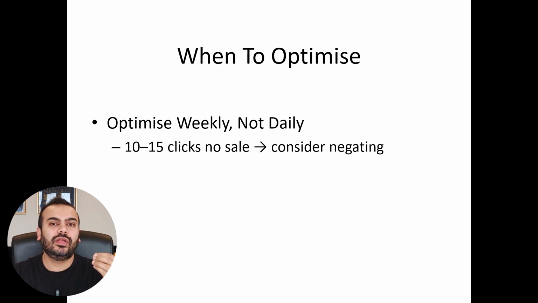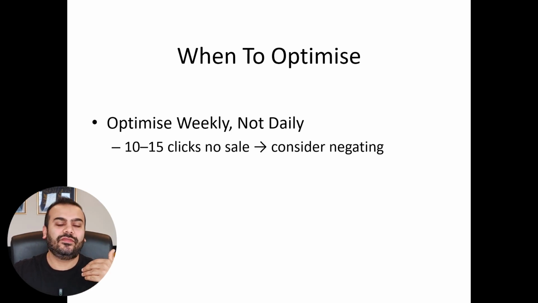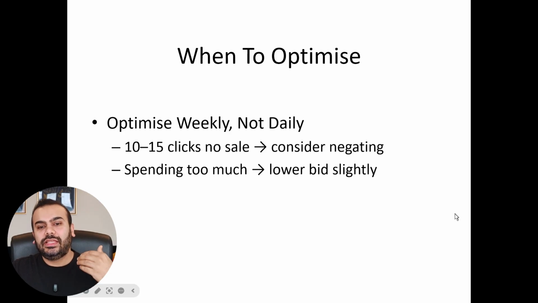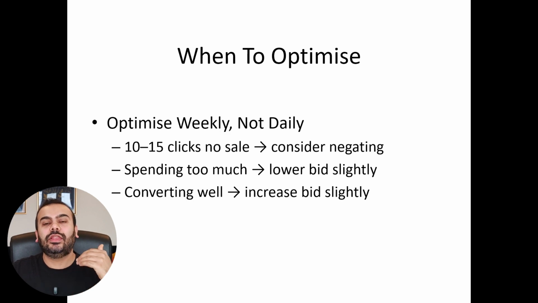But if it's a keyword which is not really relevant to your product, or is not a keyword that you believe can bring you sales, that's a keyword you might want to negate after 10 or 15 clicks. And if you feel like you're spending too much on a keyword, this is when, like I said, you want to lower the bid of that keyword if it's a relevant keyword. And if you've got a keyword that is consistently bringing you sales and converting well, then you might want to increase the bid for that keyword.